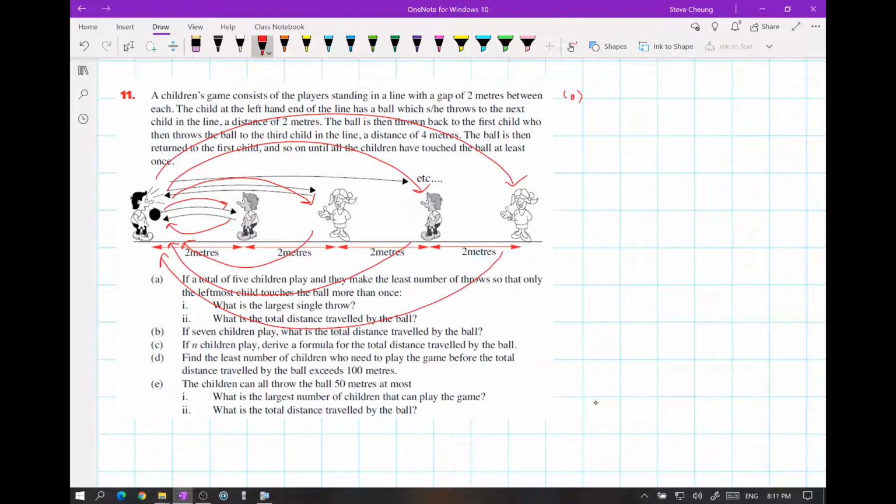So what do you want? If a total of 5 children play and they make the least number of throws so that only the leftmost child touches the ball more than once, what is the longest single throw? What does it even mean? What does it even mean? Does it start with the left child?